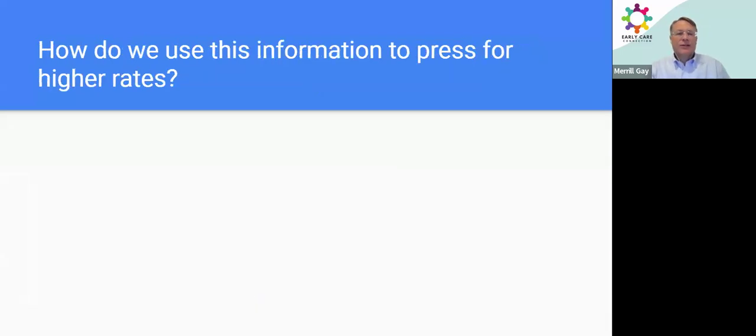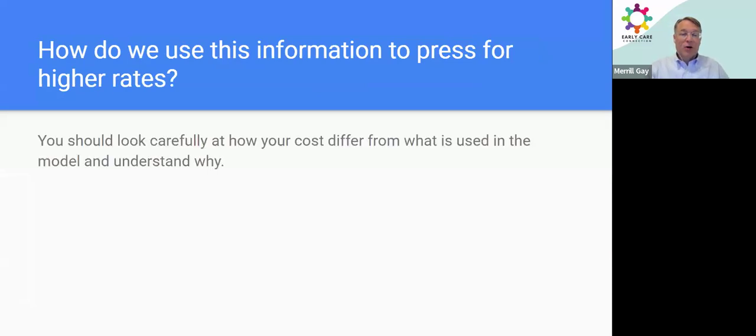Now, how do we use this information to press for higher rates? The first thing is that all of you need to look carefully and see how your costs differ from what's used in the cost model and understand why. Understand my cost per child isn't that much because I'm not spending that much on program materials, or I've found rent cheaper than what they used in the cost model, or I am only paying my staff minimum wage, not what they put into the cost model. You can see all of that information about the costs in that relatively concise 13-page document that they have in that link. The reason that you should look at it and understand the cost differences is because that will make you that much more confident talking to policymakers about why we need to have change.